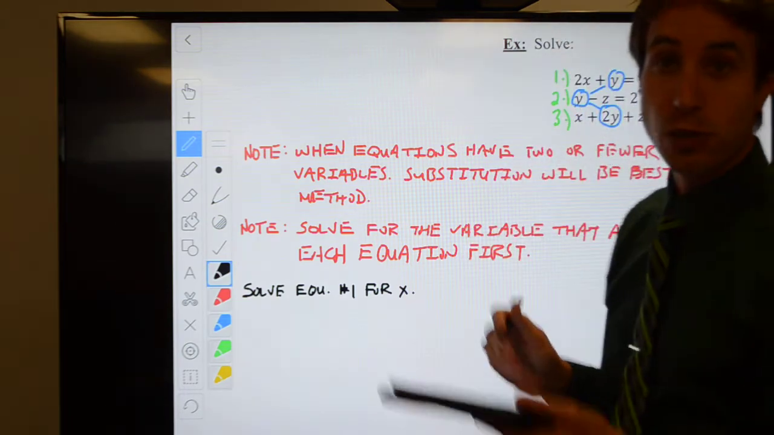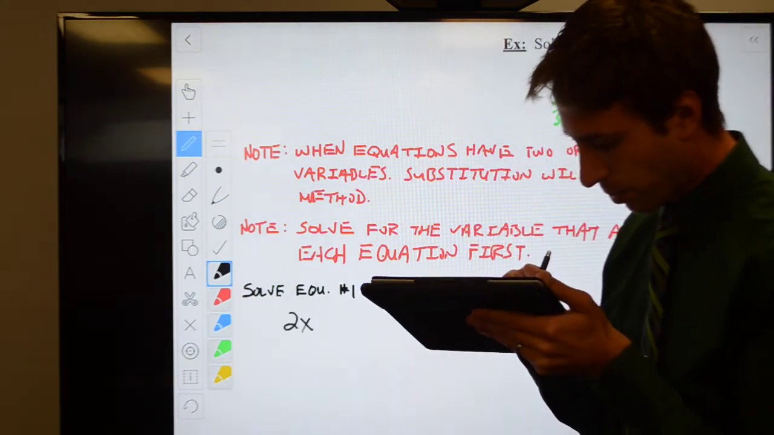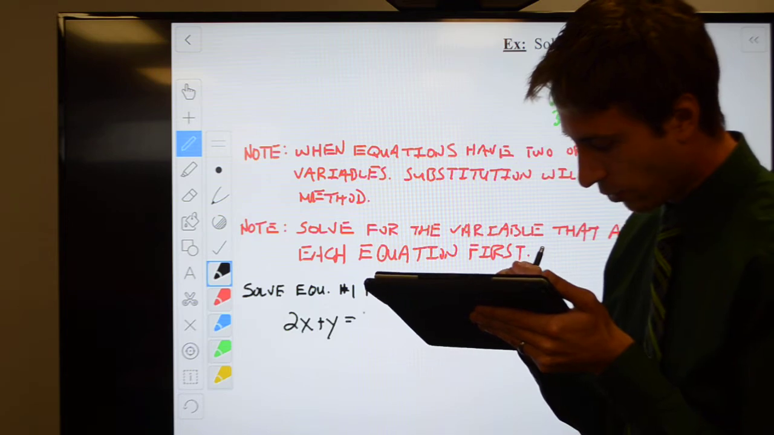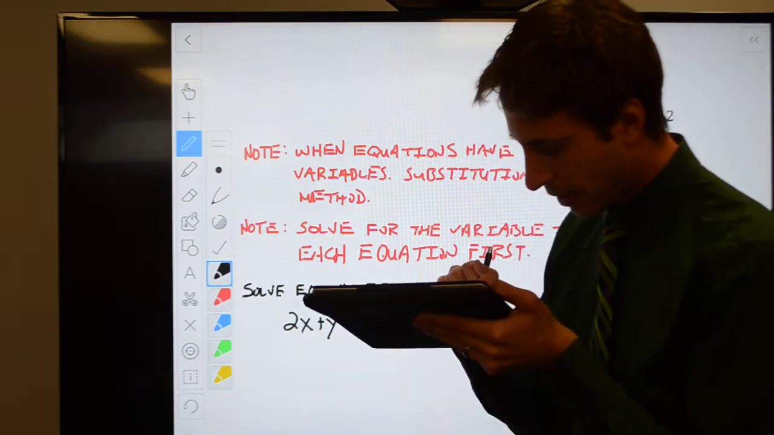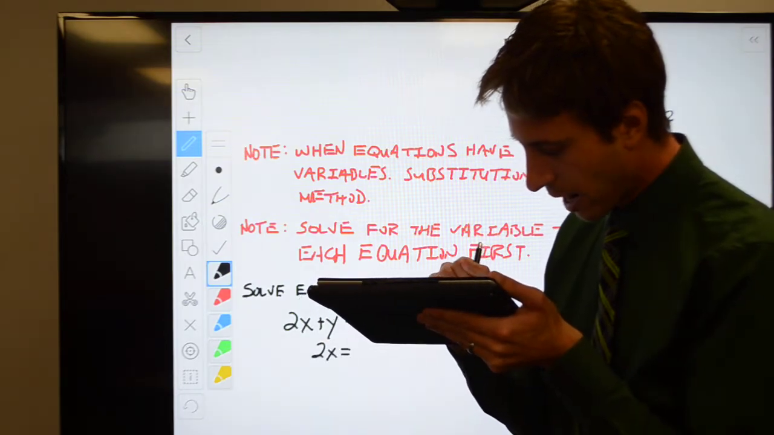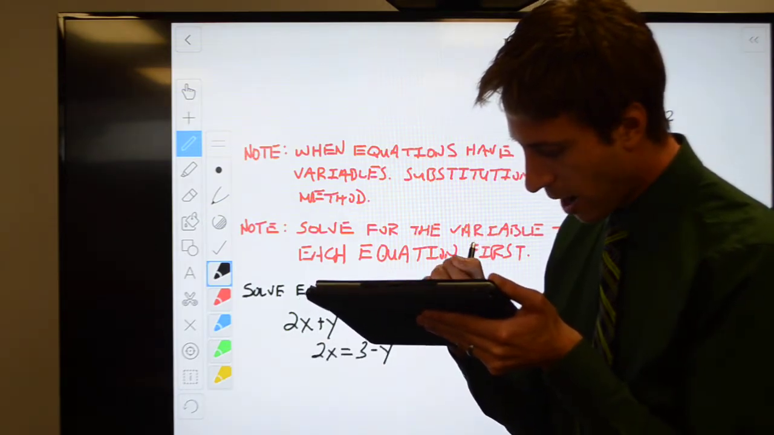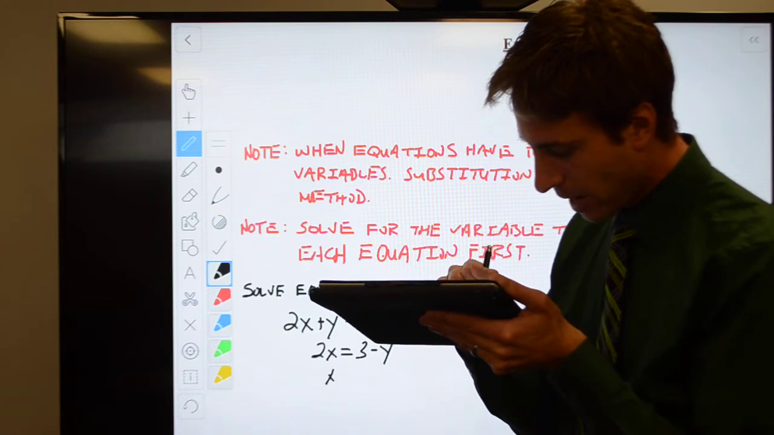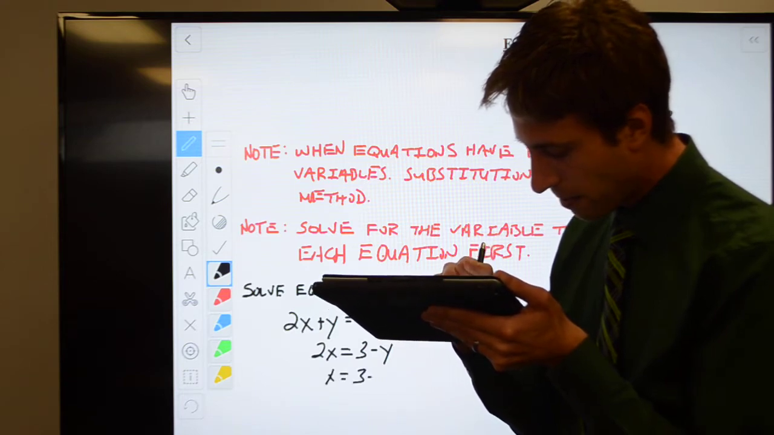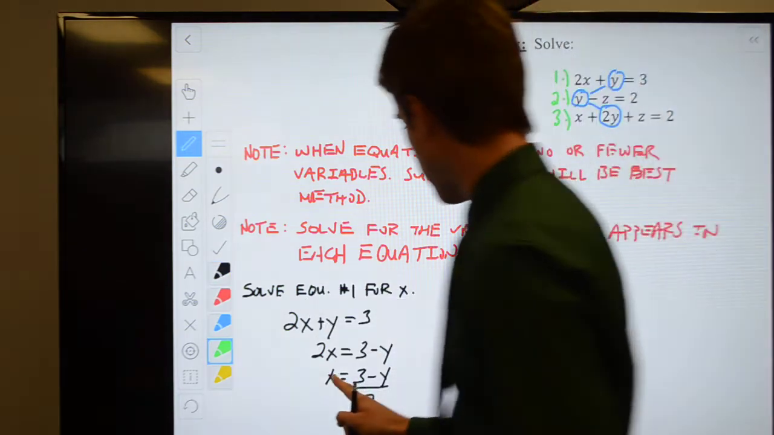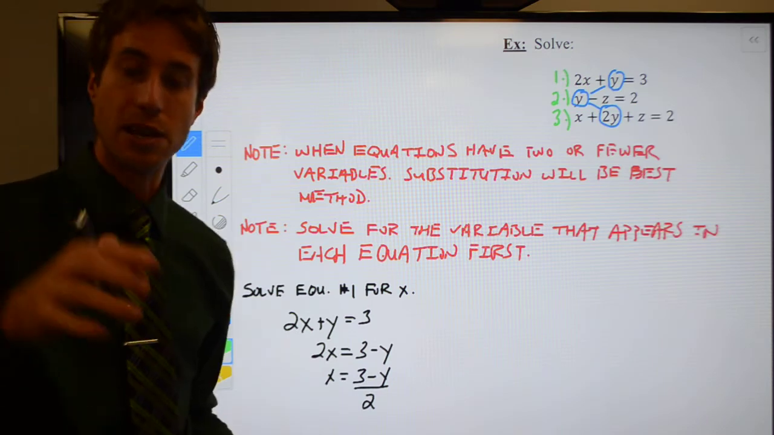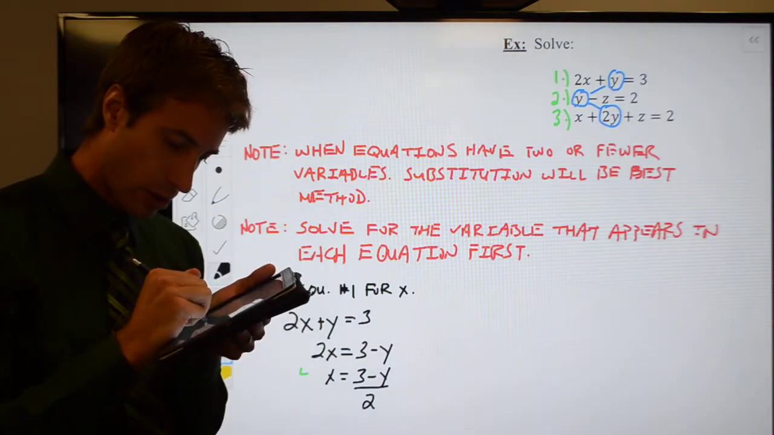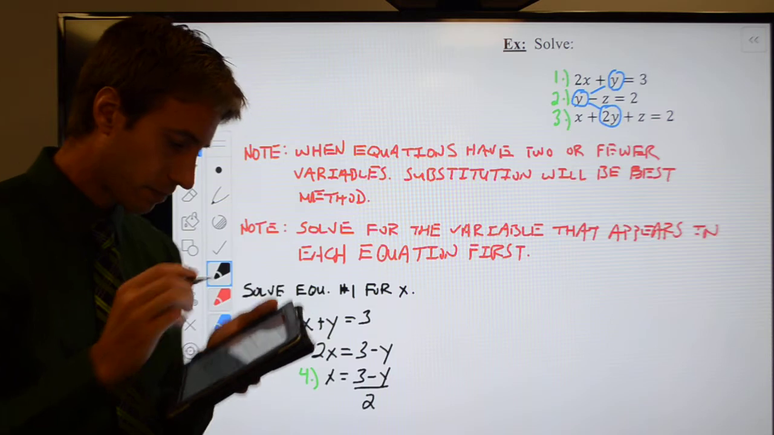I've got 2x plus y is equal to 3. Okay, so now I need to solve for x. So we'll subtract the y to the other side, which means I have 3 minus y. Divide by 2, x is equal to 3 minus y, all divided by 2. I just found a new equation, so what we want to do is number that equation. This will be equation number 4.